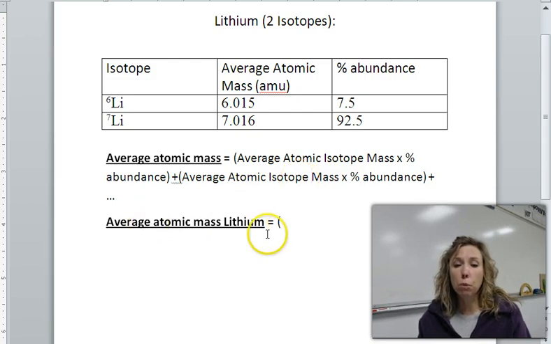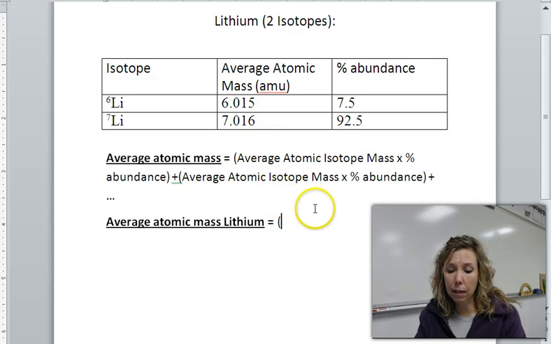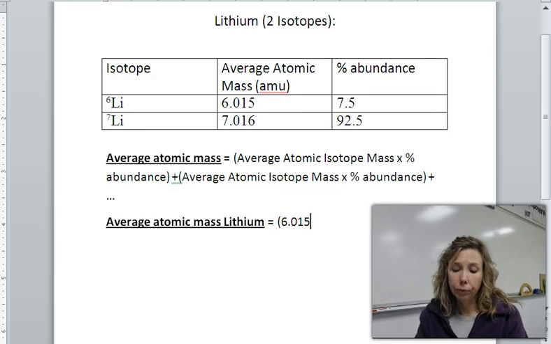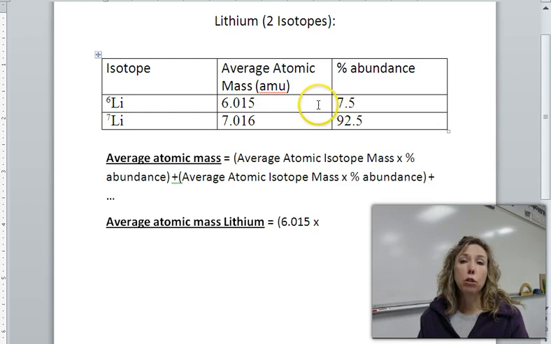So here's what the numbers would look like for the average atomic mass of lithium. I'm going to deal with lithium-6 first of all. Its isotope mass is 6.015. I'm going to multiply that by its abundance, 7.5%. Now I'm going to put that in decimal form, which means dividing by 100 or moving the decimal to the left 2 places, so 0.075.